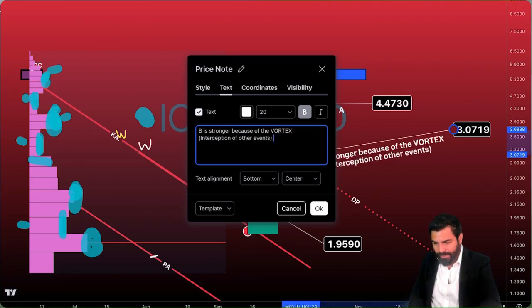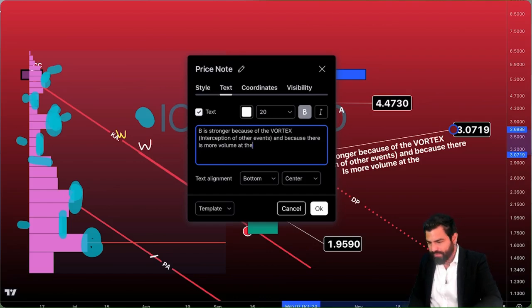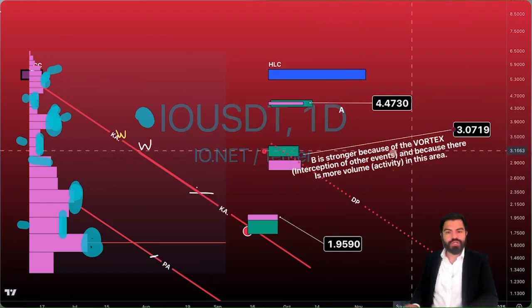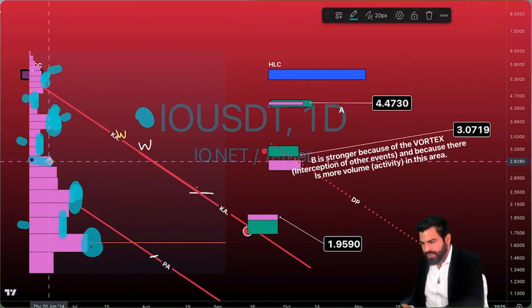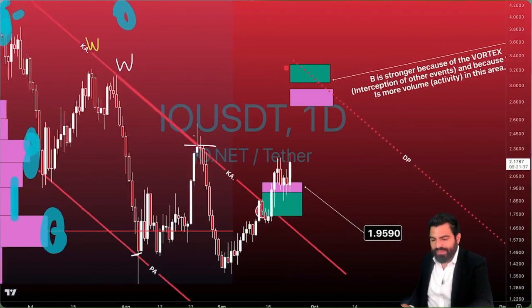Because there is more volume at this area. Now what is volume? It's activity. Okay. If price is going to make a decision, I'm going to be more focused on areas that have a lot more money. Just like we can make a decision right now, seeing price is building above these areas.